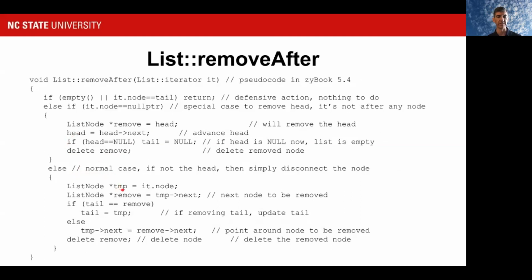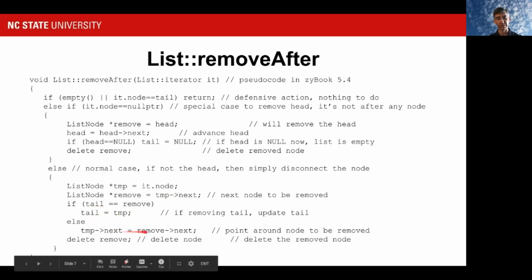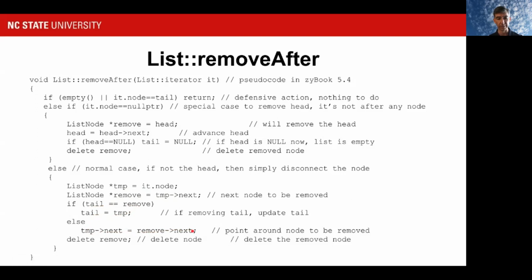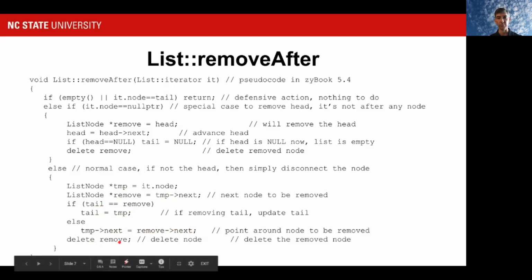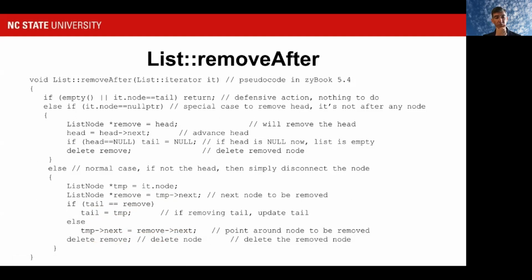So the first thing I do is I get a temporary pointer to the node that's before the one I'm going to remove, right? This is what the iterator is pointing to. And then I get a pointer to whatever comes after it, right? And if tail is equal to remove, then I'm going to modify the tail to point to temp. And otherwise, I'm going to set temp next equal to remove next. And then we delete remove. And those are the steps we talked about before.